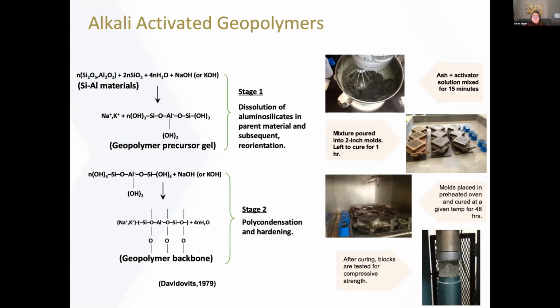And what you'll see in that process is we start up the polymerization reaction that you'll see here. Okay, so we generate a precursor gel, we call it, and then that gel starts to form the backbone, and we get what we call condensation and hardening. We formed these into cubes, and then after curing we tested those cubes for compressive strength.